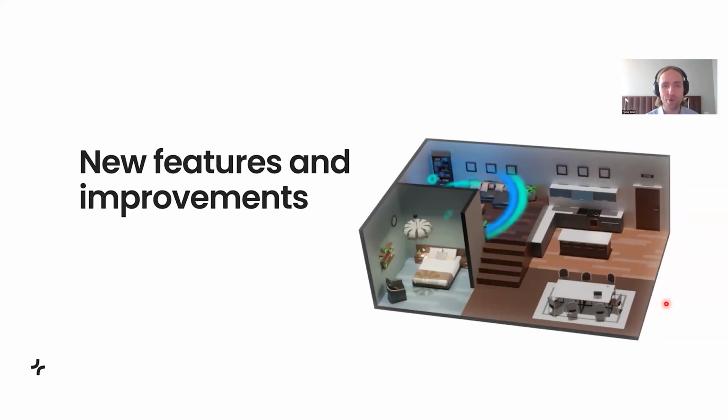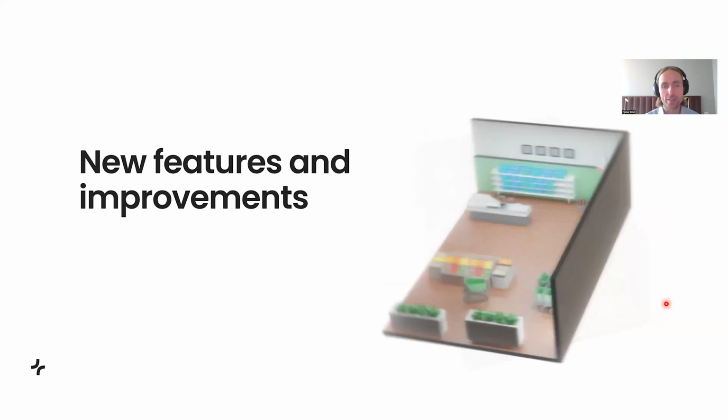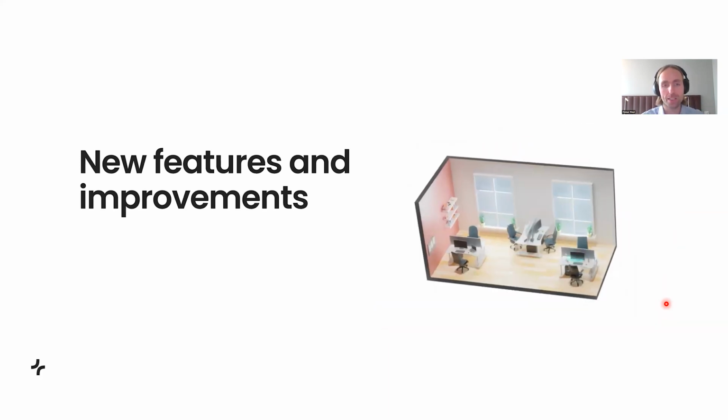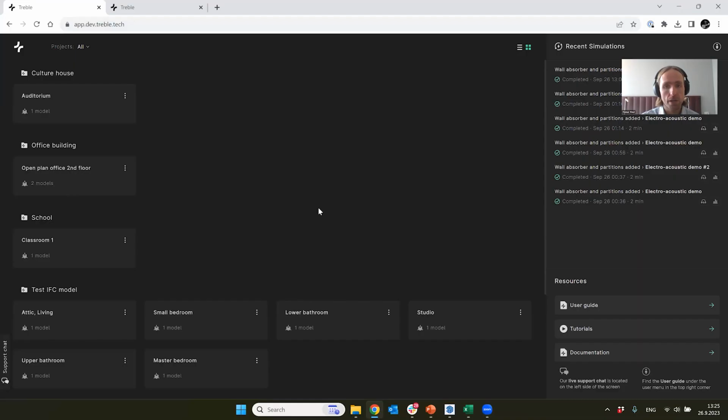Now moving on to the main part of the presentation, showcasing these new features and improvements. And I'm going to move over to the Treble Simulation Suite now. Okay, here I am in the simulation suite, and I'm going to play around with this open plan office model today. A couple of minor UI improvements already seen here.